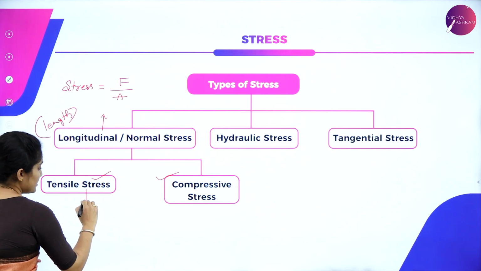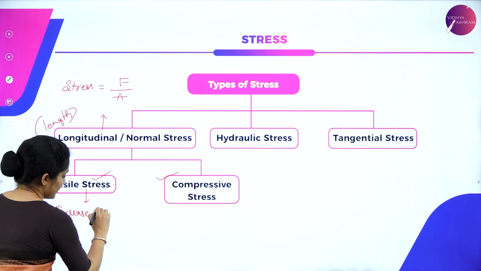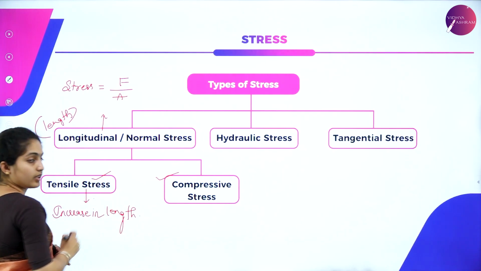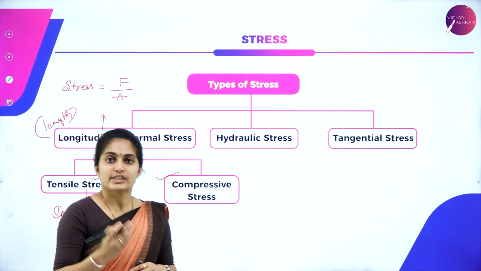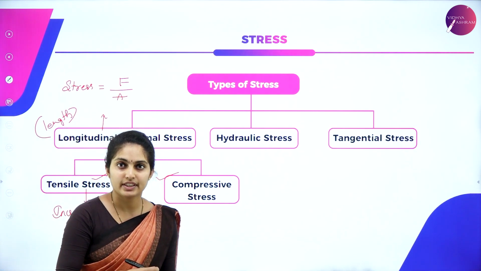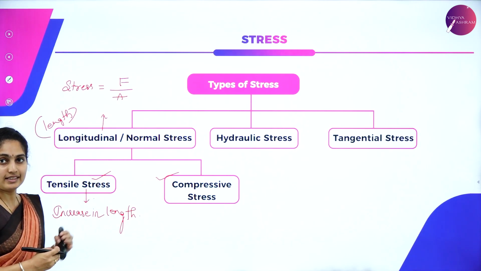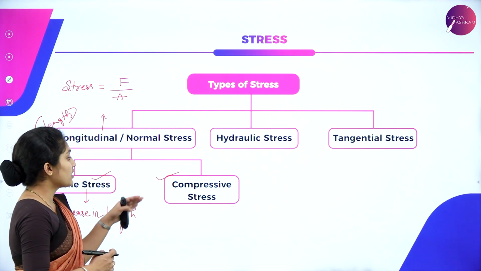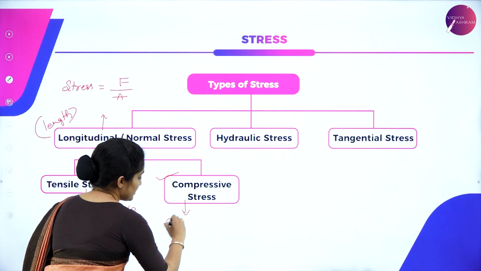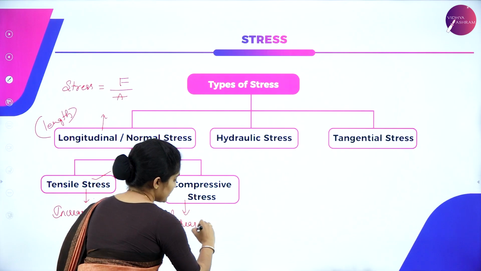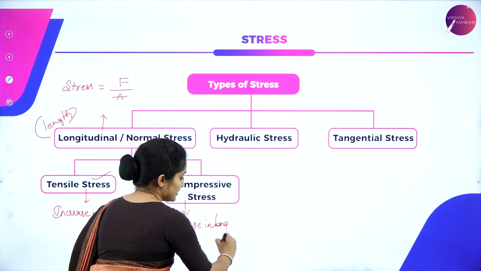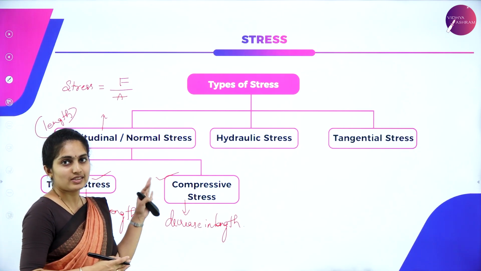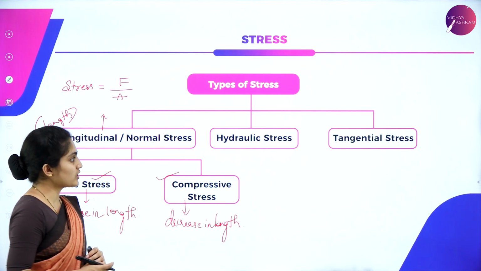Tensile stress means there is an increase in its length. Change in length: stress is the force exerted per unit area such that there is an increase in length. Such a stress is called tensile stress. And compressive stress means there is a decrease in its length when a stress is exerted. So that is all about the types of stress, that is, the lengthwise variations you have.